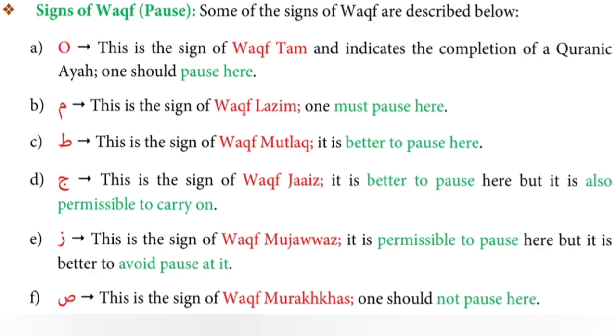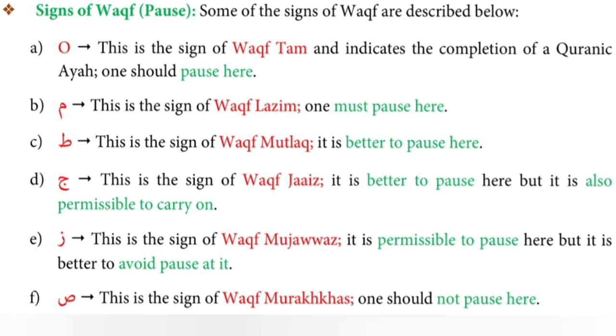Next, signs of waqf pause. Some of the signs of waqf are described below. A. 0. This is the sign of waqf tam and indicates the completion of a Quranic ayah. One should pause here. Dear viewers, when you see a circle sign in the Holy Quran, you have to do waqf, you have to apply the rule of waqf.